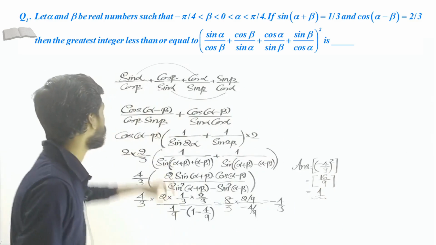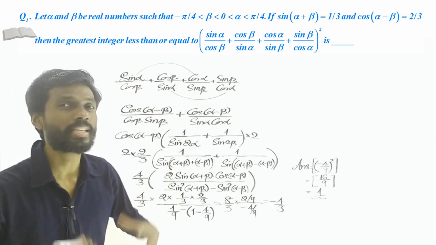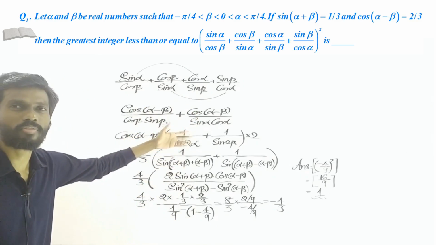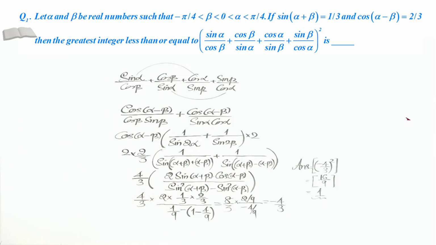So this is the idea that is important. We have to group these two terms. After that it is simple calculation, right? The basic trigonometric identities, the compound angle formula, that is used here. So that's all. That is the method, and the answer here is 1. That's it.